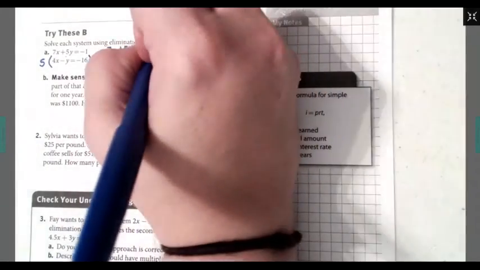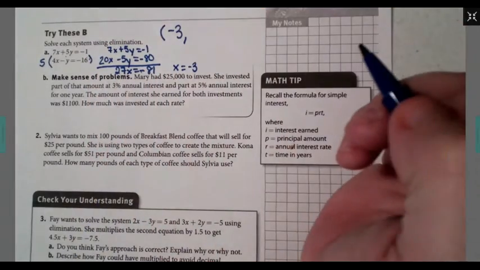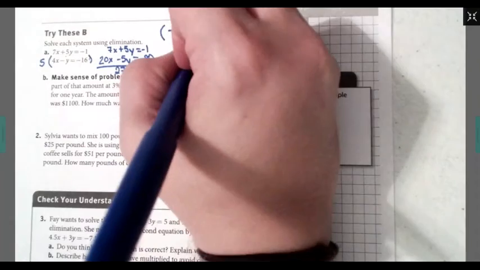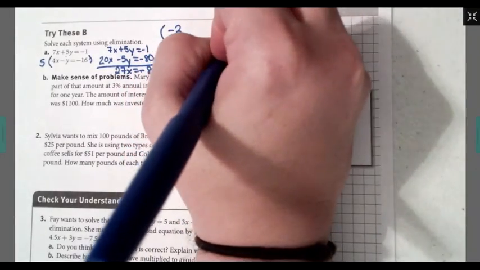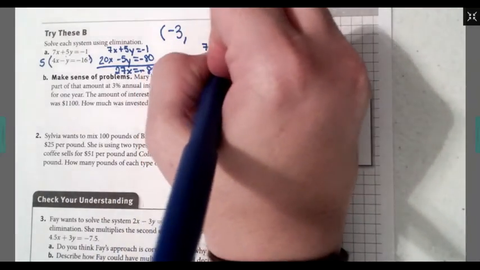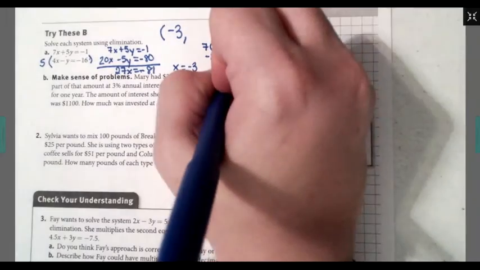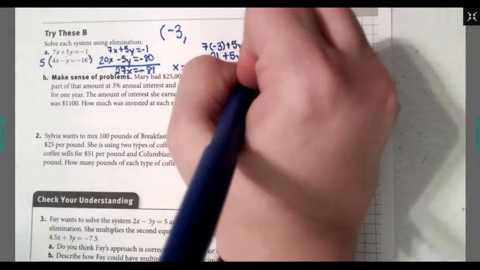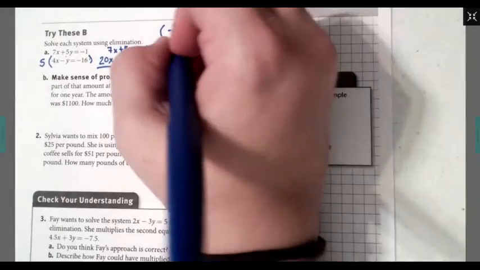But remember, that's only one part of my answer. I still have to find the y. I'm going to plug it back into that original equation. 7 times -3 plus 5y equals -1. -21 plus 5y equals -1. 5y equals 20, and y must equal 4.